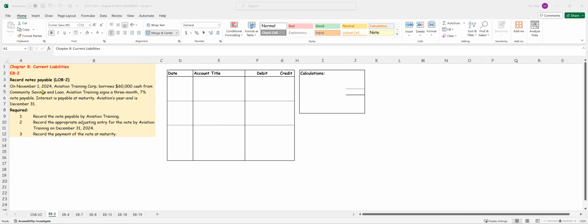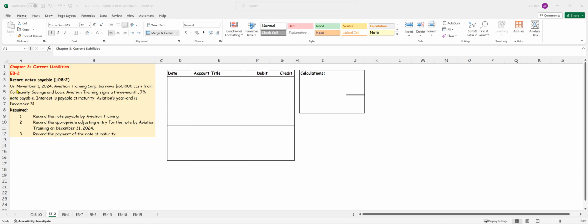On November 1st, 2024, Aviation Training Corporation borrows $60,000 cash from Community Savings and Loan. Aviation Training signs a 3-month 7% note. Interest is payable at maturity. Aviation's year end is December 31st. So we've been given lots of information.